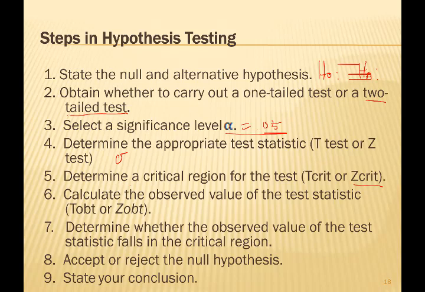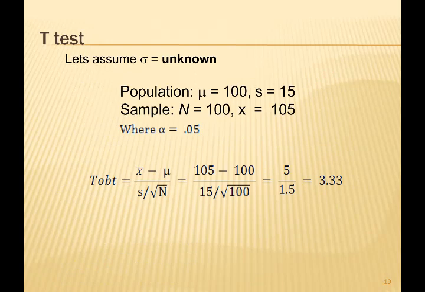in the critical region. So where does it fall? Does our t obtained or z obtained fall in the acceptance region or the rejection region? And based on that, in step 8, we're going to accept or reject the null hypothesis. And then finally, in step 9, we're going to state our conclusion, such as the pills don't work. So let's walk through the t-test now.